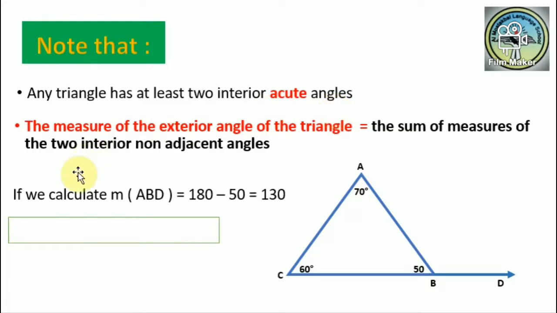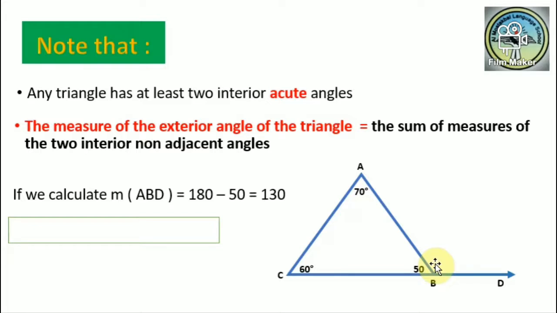Note number 2. The measure of the exterior angle of a triangle equals the sum of measures of the two interior non-adjacent angles. I know, Salma, you want to ask me about the meaning of exterior angle and non-adjacent angle. Exterior angle means the angle outside the triangle. This one is an exterior angle, ABD. It is an exterior angle.